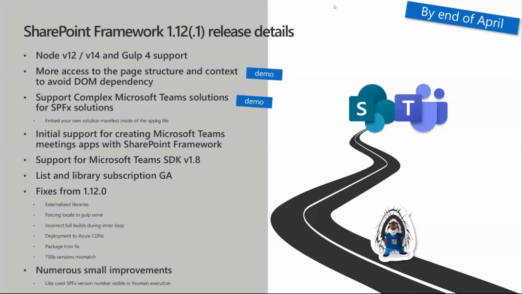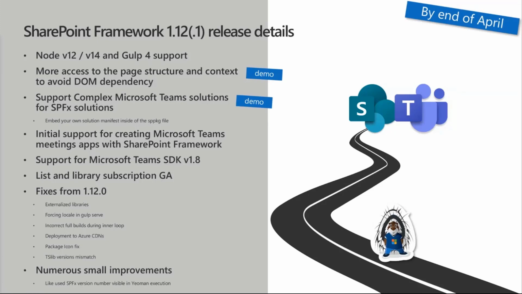And then there's a lot of small improvements, whatever was reported in 1.12 is also going to be fixed. And as an example, in the new Yeoman generator, we're going to show the version number of the SPFx which is running, as a simple thing. But as an example, Chris Kent has been requesting that feature for a long, long, long time. So that's now actually there. So that's Chris, at least, for you.